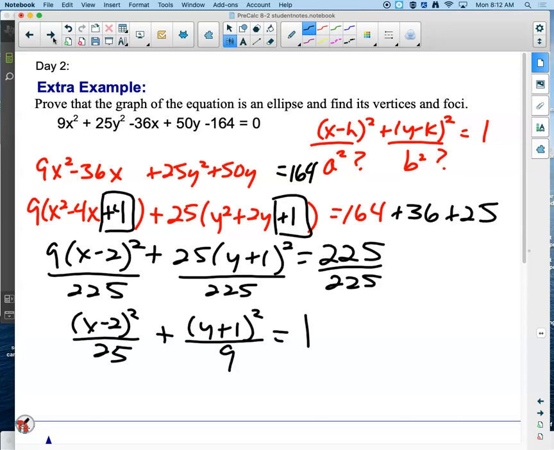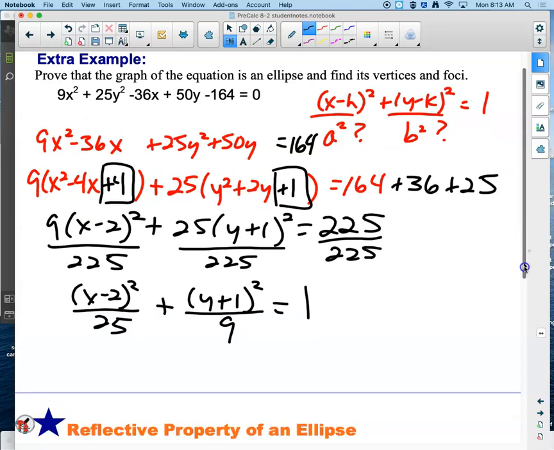Oh, we're almost done. Now it says we had proof that the graph of an equation is an ellipse. This is the proof right here. This is an algebraic proof that shows this is the standard form that we have for this. Pretty obviously it's an ellipse. I notice I have x squared, y squared, and a plus in between, and that was part of the definition of an ellipse and how it comes to be. So now I'm supposed to figure out where the vertices and the foci are at.